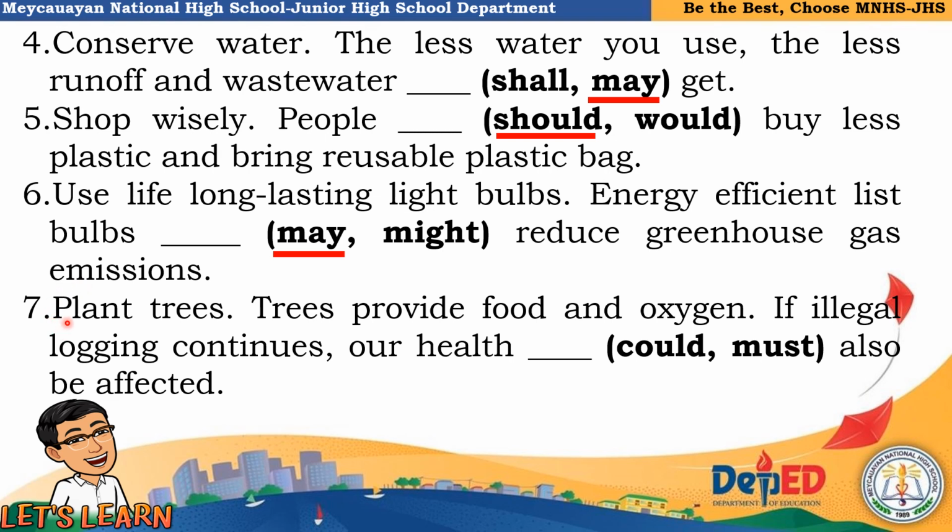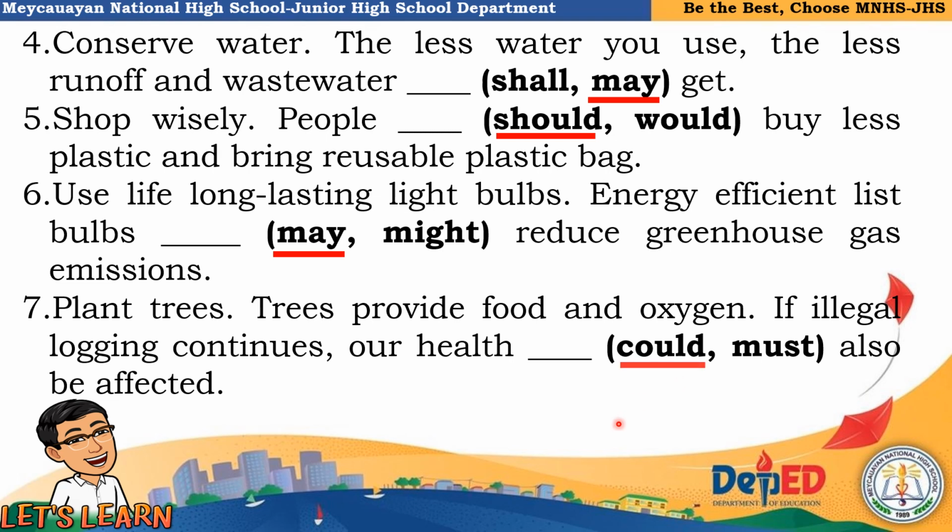Number 7, plant trees. Trees provide food and oxygen. If illegal logging continues, our health must also be affected. Could or must? 5 seconds to answer.